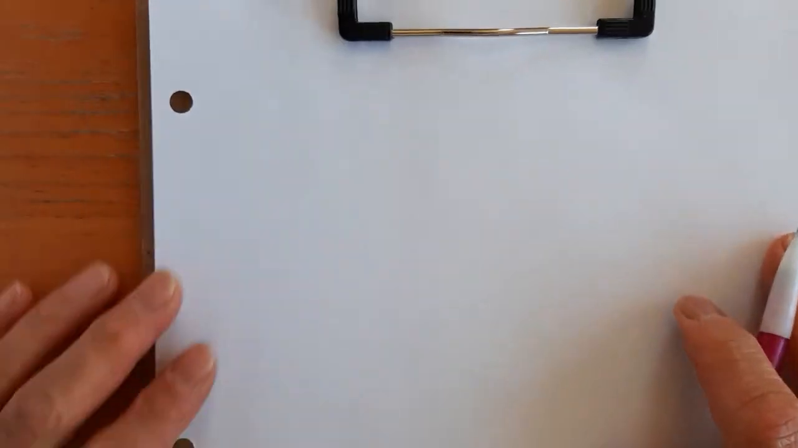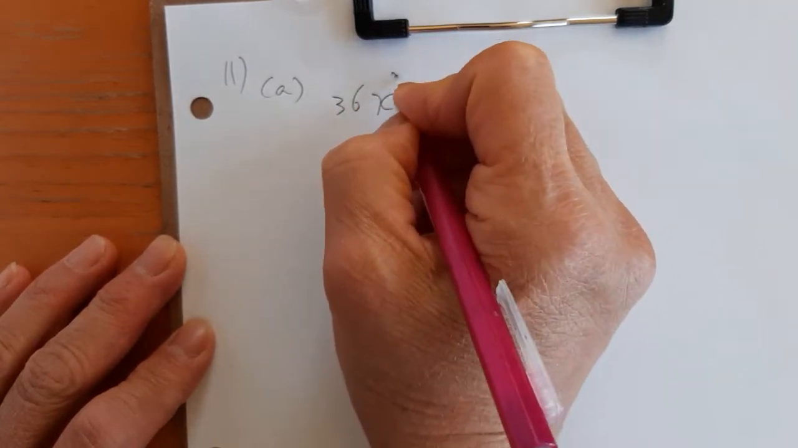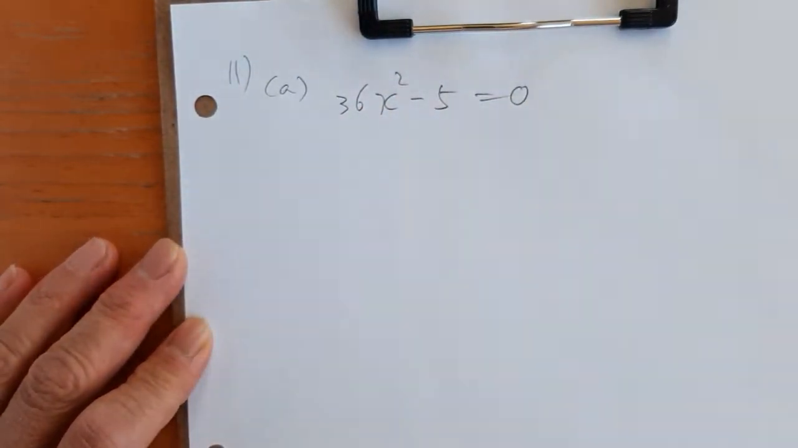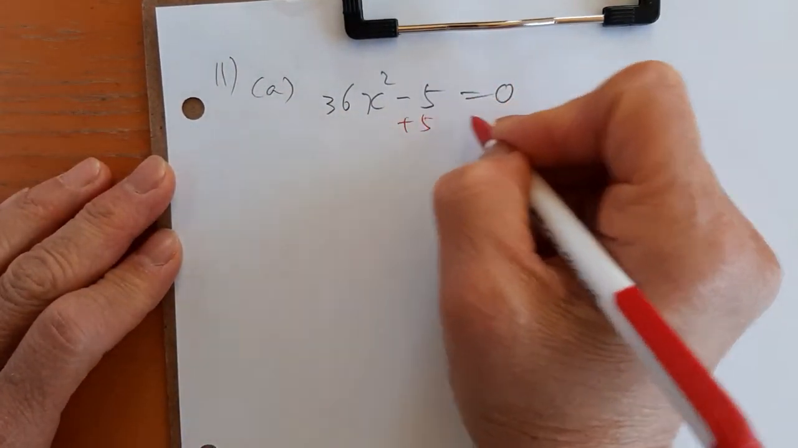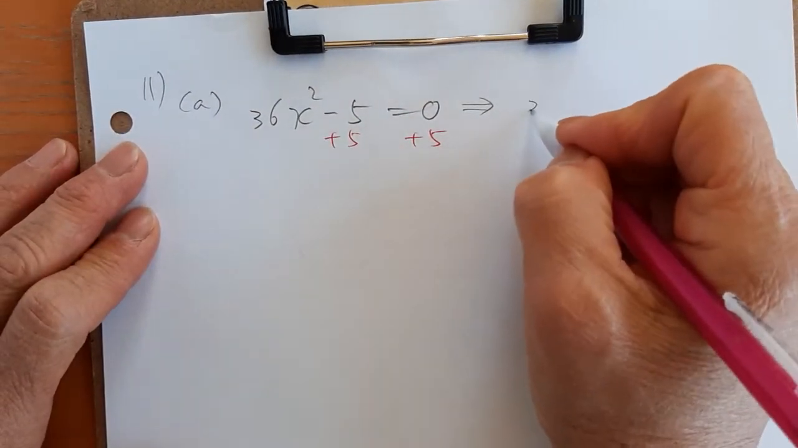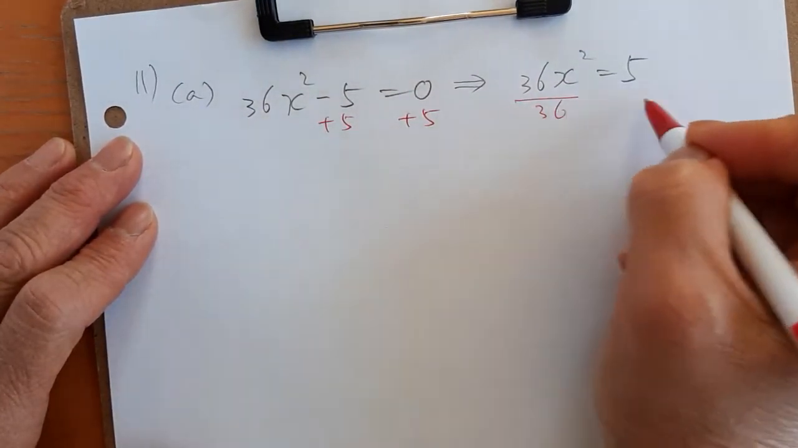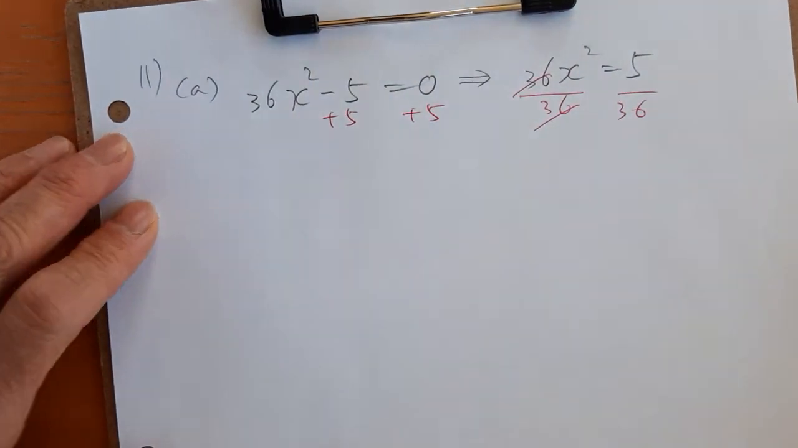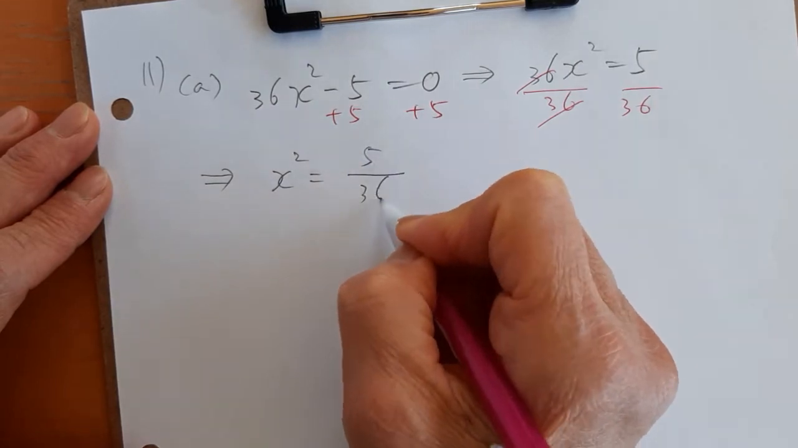Then question 11. Solve the quadratic equation. 11a is 36x squared minus 5 equals 0. Solve for x. So this one, you can add 5 to both sides. You don't need to use the quadratic formula for this one. So get 36x squared equals 5. Then divide both sides by 36. 36 cancels. So we get x squared equals 5 over 36.